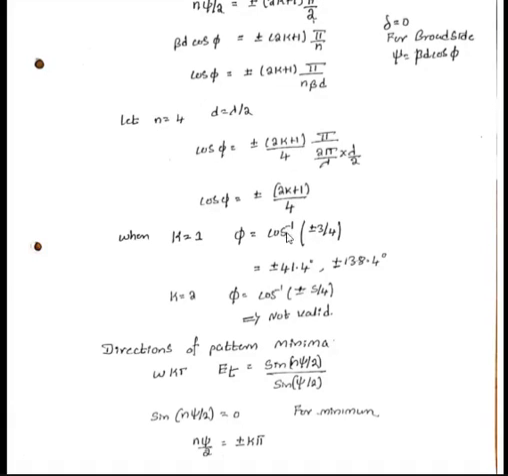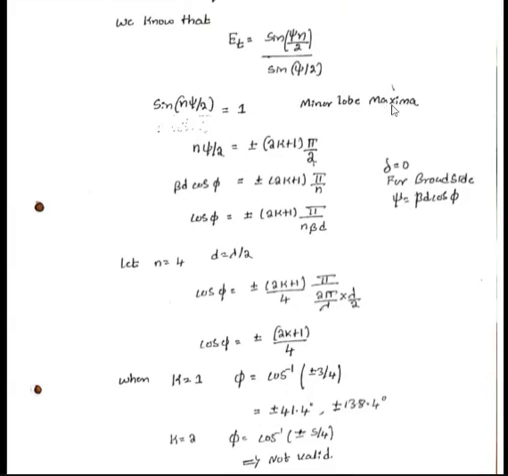So phi is equal to cos inverse of plus or minus 3 by 4. Plus or minus 3 by 4 is less than one, so we will get a certain value, right? So 41.4 degrees or 138.6 degrees. At this angle, in this particular direction, we will have the minor lobe maxima.